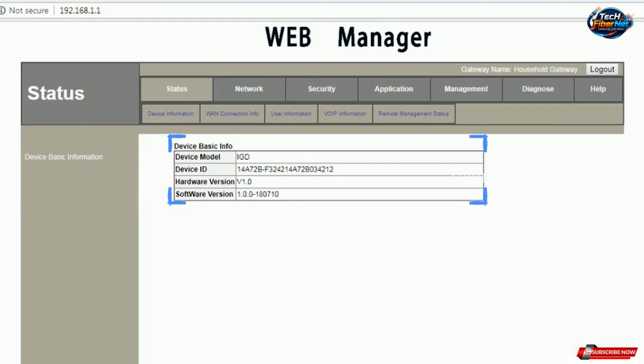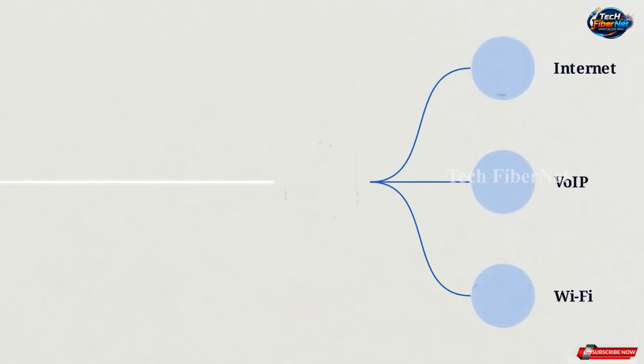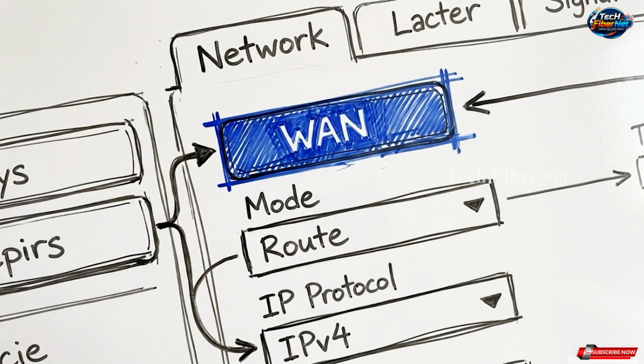This dashboard confirms you have access to the router's internal system. From this menu, you can control how the incoming fiber signal is partitioned into different home services. To set up the internet, navigate to the Network menu and select WAN. Initialize a new connection using route mode and the IPv4 protocol.